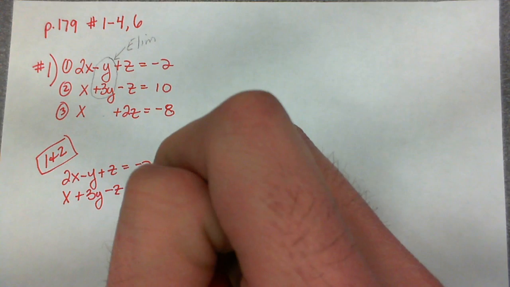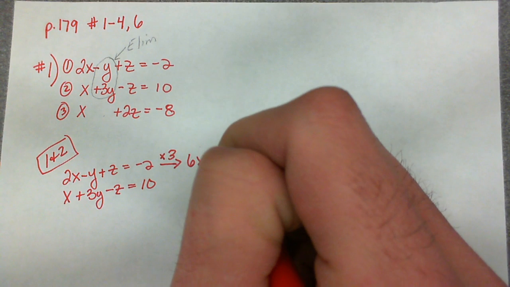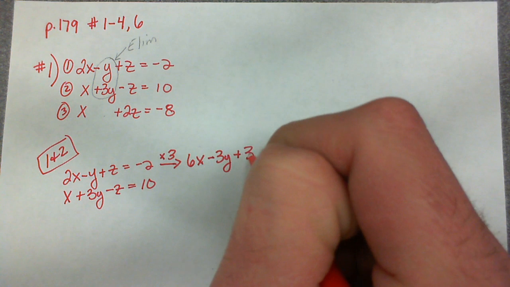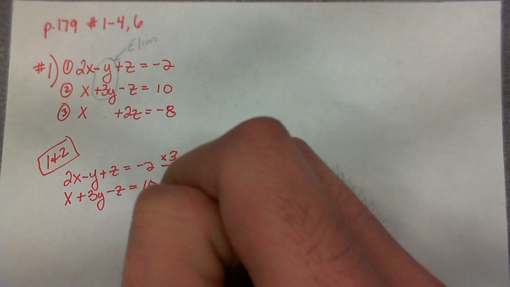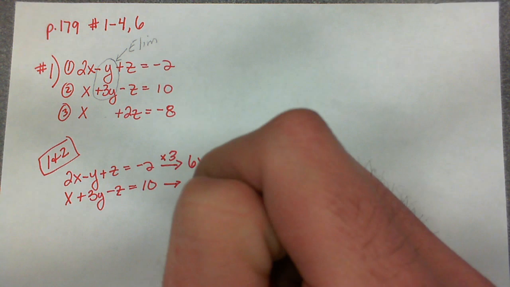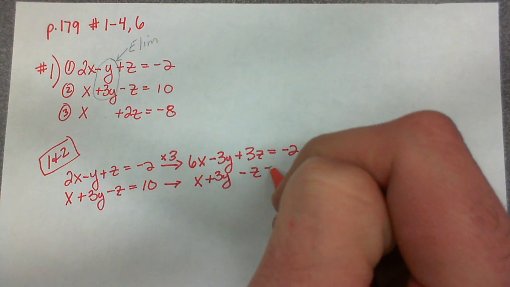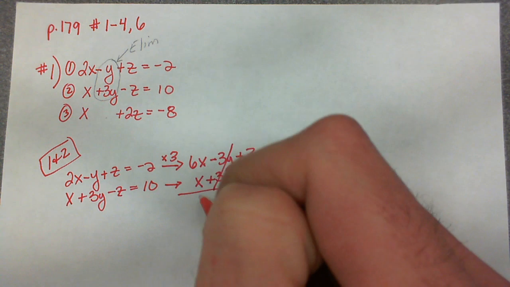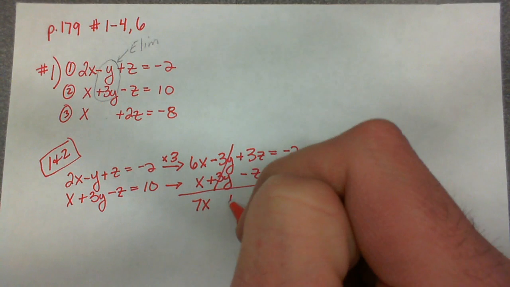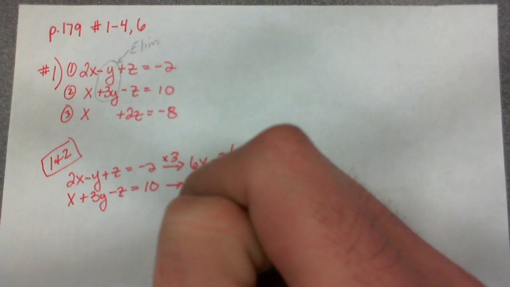Okay? So we need to take this equation and multiply through it by 3. So this gets you 6x minus 3y plus 3z equals -6. This one here, we're not going to do anything to. We're just going to rewrite it: x plus 3y minus z equals 10. And look, the y's are going to cancel. How many x's? 7x. How many z's? 2z equals 4.